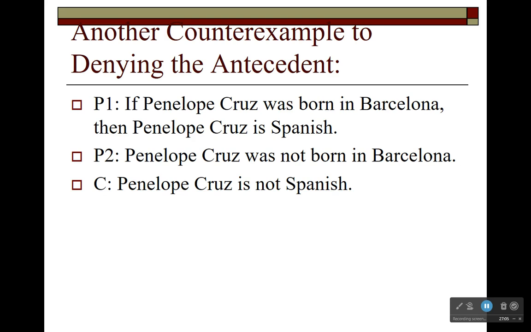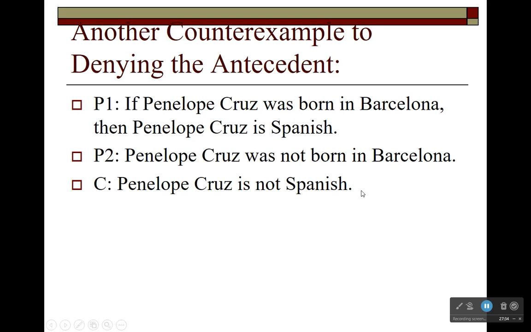Those are the relevant kinds of questions to ask when you're trying to determine whether an argument is valid. So let's think about this conditional statement, premise 1. If Penelope Cruz was born in Barcelona, then Penelope Cruz is Spanish. That statement is true because anybody born in Barcelona is Spanish. So that's a true statement. Premise 2. Penelope Cruz was not born in Barcelona. That's true because she was born in Madrid. Okay. Therefore, conclusion, Penelope Cruz is not Spanish.